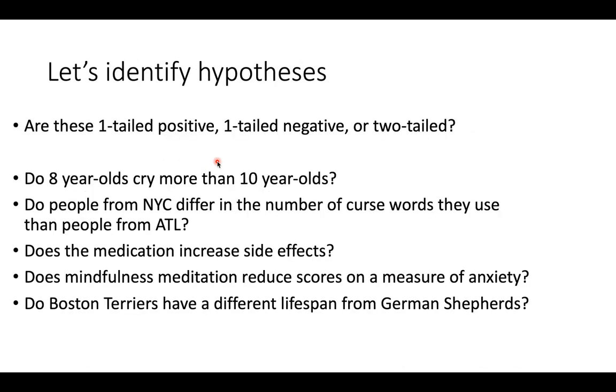So let's work on identifying hypotheses. There are three types of hypotheses you need to be able to identify: a one-tailed positive, a one-tailed negative, or a two-tailed hypothesis. Here we have five examples of possible hypotheses. I want you to press pause and take a minute to consider each of these hypotheses in turn and determine whether it's a one-tailed positive, one-tailed negative, or two-tailed. Then hit play and we'll reveal the answers. So go ahead and hit pause and do that now.